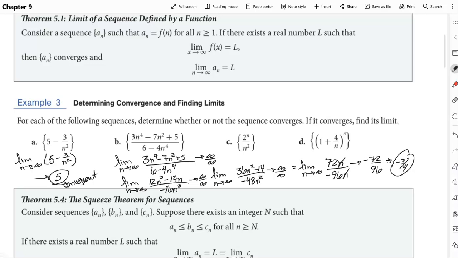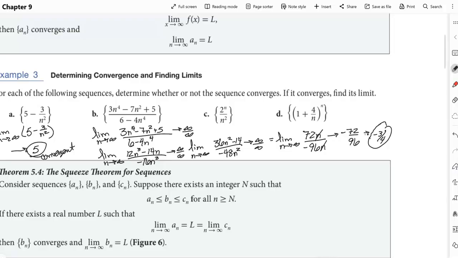Okay, we could have also thought about this as a function, and we're taking the limit of a rational function as n goes to infinity. Well, it's going to be what that horizontal asymptote would be. The degree of the top and the bottom are the same, so this is going to go to negative 3/4.